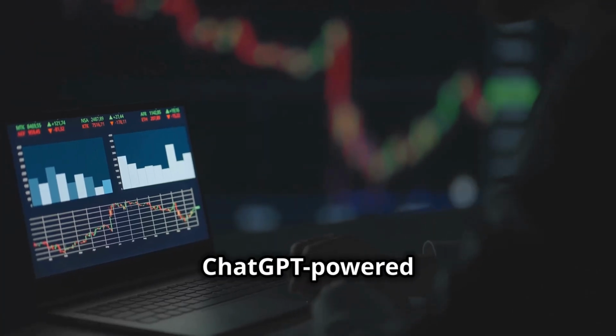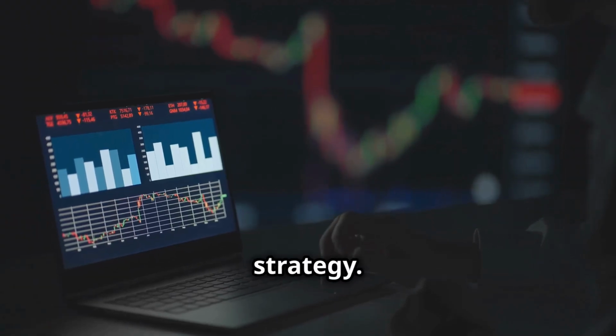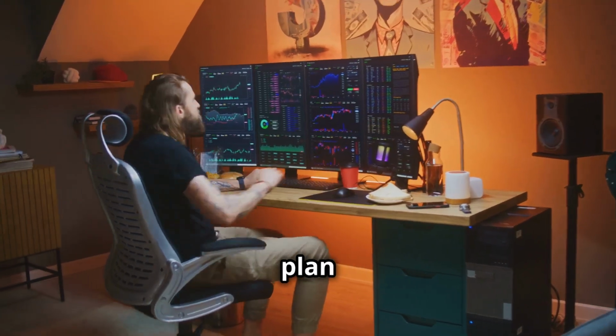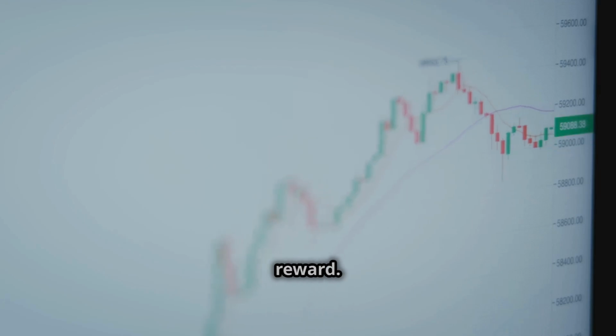Before you unleash your ChatGPT-powered bot into the wild world of crypto trading, you need a solid strategy. Think of this as your bot's game plan for navigating the market. There are countless strategies, each with its own risk and reward.